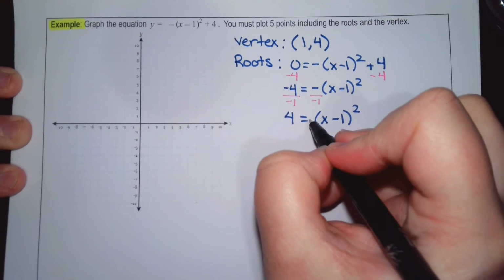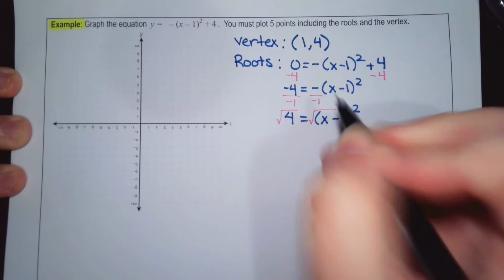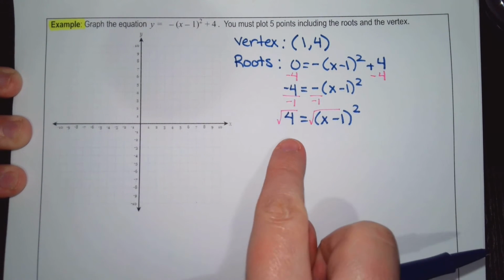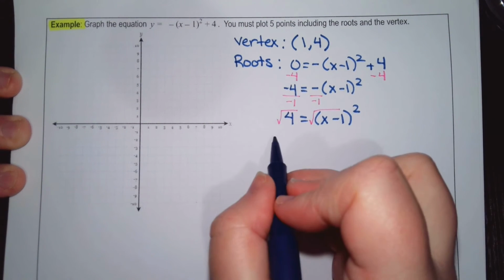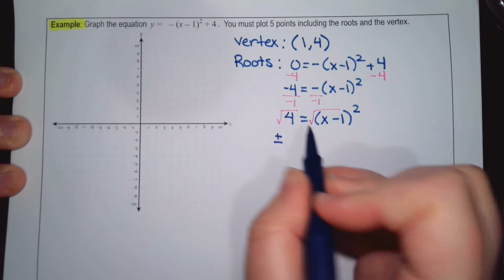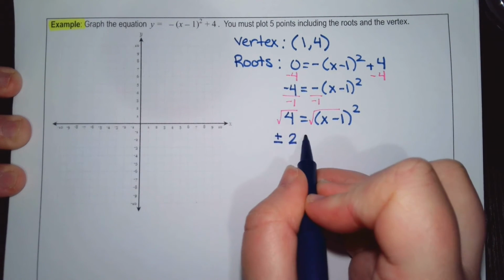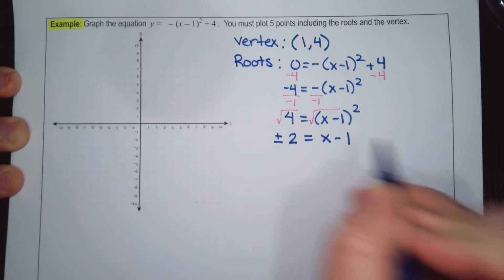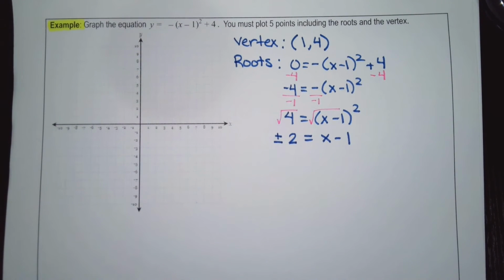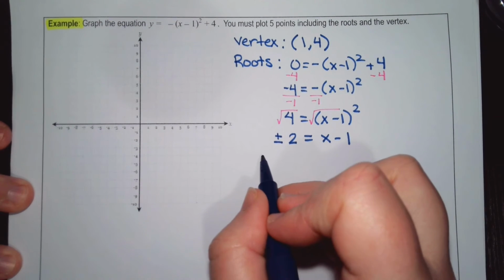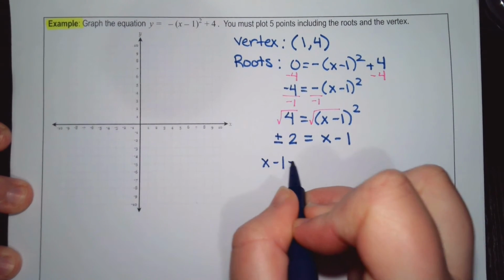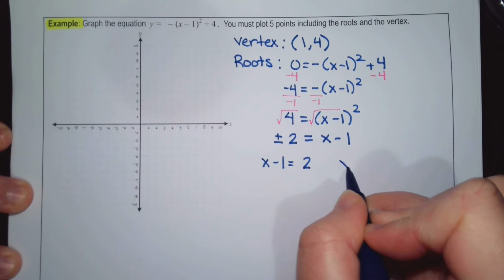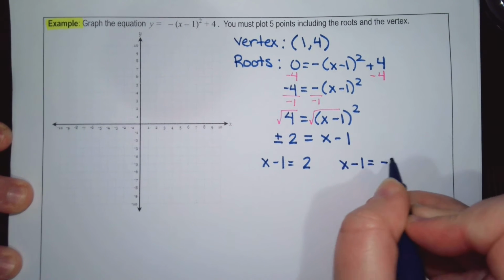To undo a squared, we take the square root of both sides. And because we applied the square root, remember, we're going to have plus or minus, and then the square root of 4 is 2, is equal to x minus 1. Now, because we have that plus or minus, remember, we now have to separate it, so we will have two x's that we're solving for. We're going to have x minus 1 is equal to the positive 2, and x minus 1 is equal to the negative 2.